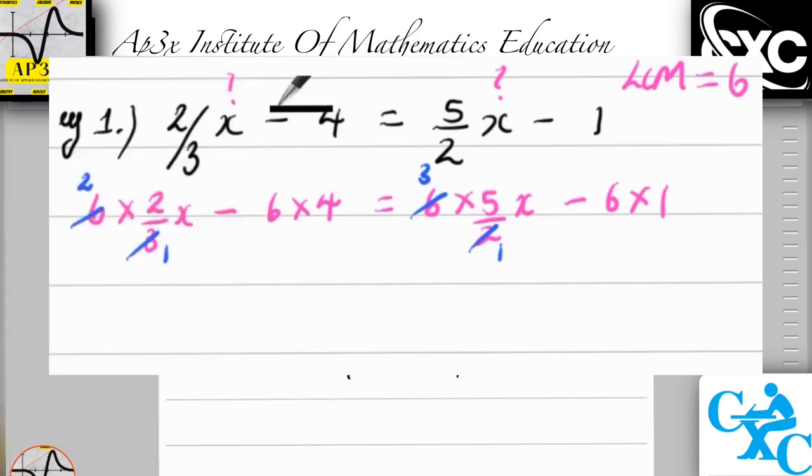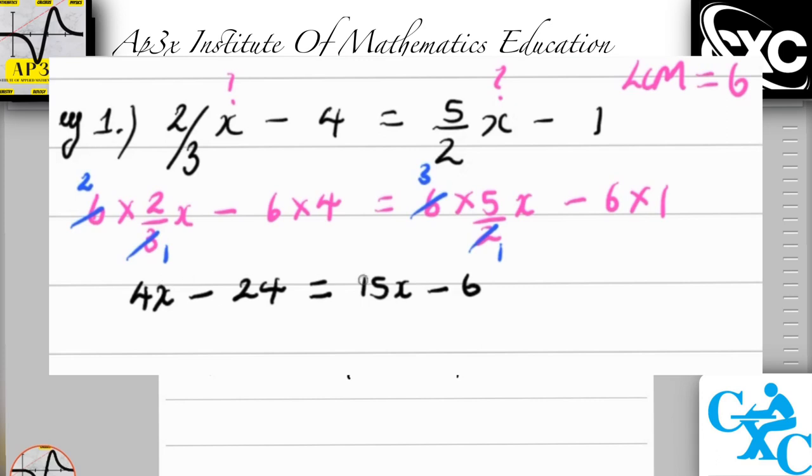Then I'm going to say here 2 times 2x, that is going to be 4x. Then I'm going to have 6 times 4 is 24, and that's going to be equal to 3 times 5x, which is 15x, and 6 times 1 is equal to 6. Now that we have a straight line equation here, remember that we did this in part 1, and in part 2 we learned how to transpose like terms.